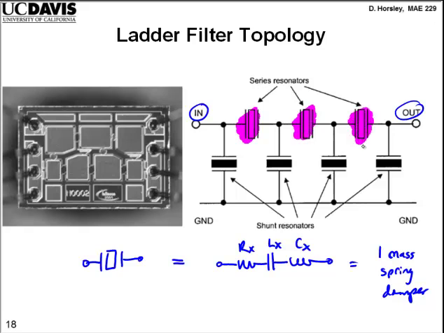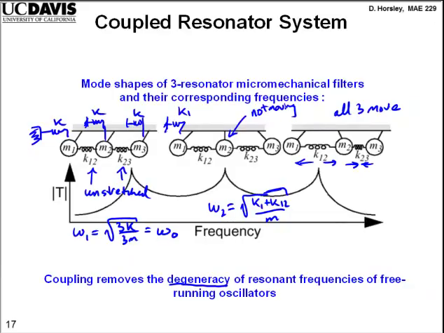Okay? And so now we have basically one MEMS oscillator, a second MEMS oscillator, and a third MEMS oscillator, all connected in series. And then at the same time, we have what are called shunt resonators that connect from the input terminal of the series resonators to ground. I'll explain this a little bit more later, but the idea essentially is that by having coupled resonators, we have more control over the frequency response.